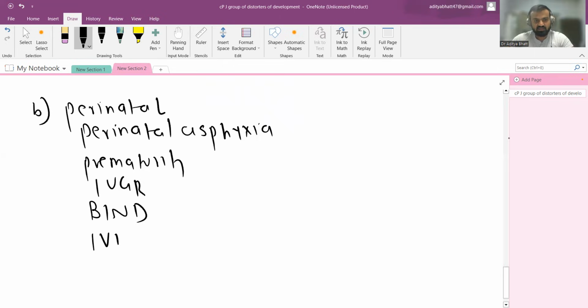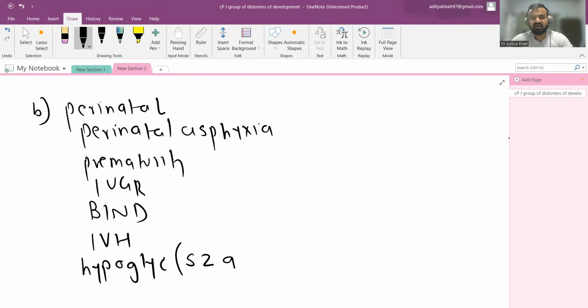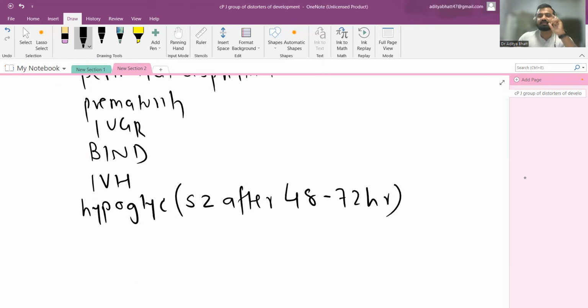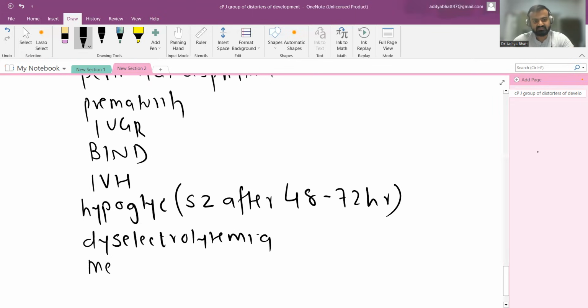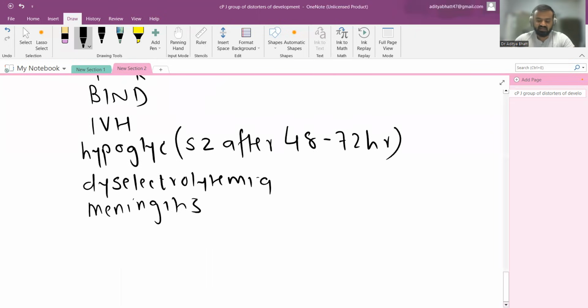Then there is intraventricular hemorrhage or intraparenchymal bleeds. Then hypoglycemia. Hypoglycemia has a typical history that the patient was preterm and the patient had seizures after 48 to 72 hours, on the third day of life. And this is the typical history of hypoglycemia. So this you have to remember: hypoglycemia, then dyselectrolytemia, then meningitis, sepsis, everything. Okay, so these are the perinatal factors.